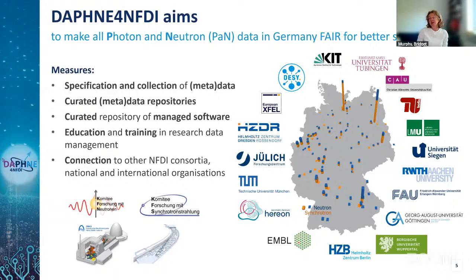If we go clockwise, we have KET, Thüringer, Kiel, University of Berlin, LMU, Siegen, Aachen, Erlangen, Göttingen, Wuppertal, and then from the facility point of view, we have HZB, we have the EMBL, we have Herion, we have the TUM and Jülich. Together with Herion, they have the MLZ. We also have the Helmholtz Zentrum Dresden-Rossendorf and the European Free Electron Laser, and last but not least, DAISY.